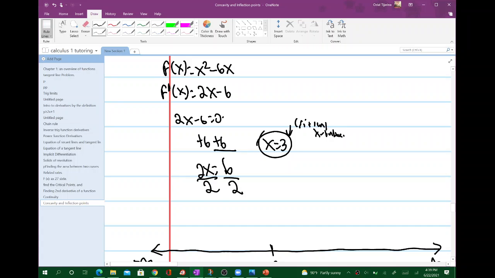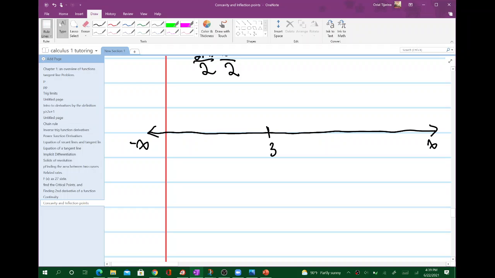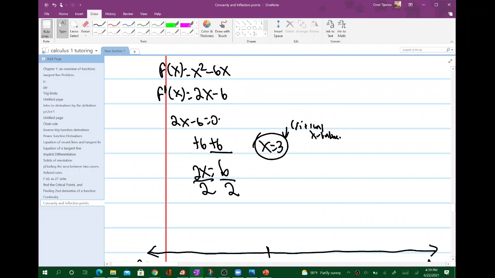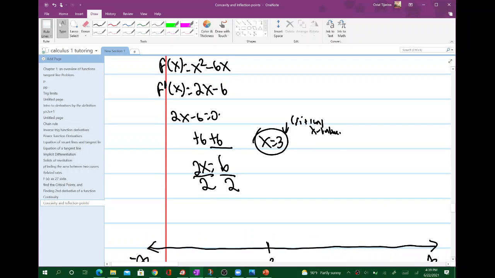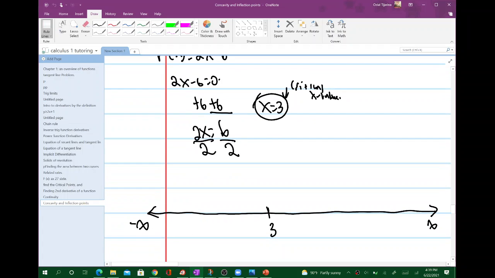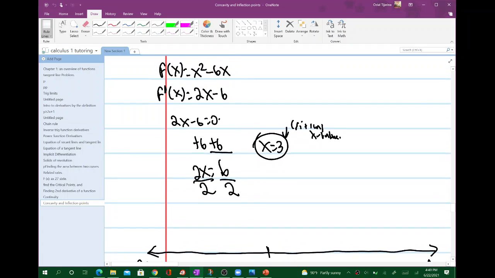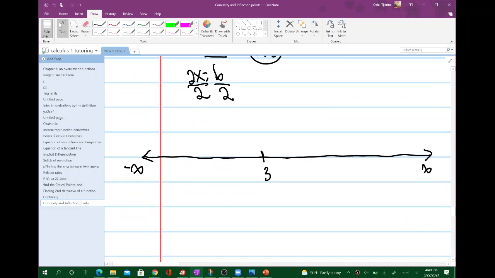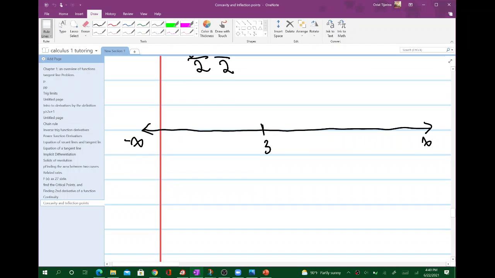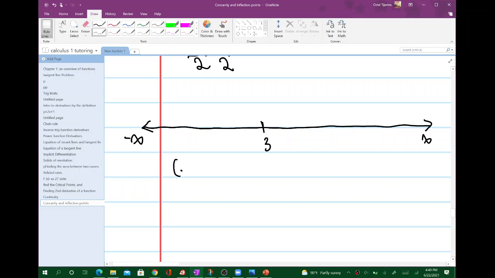Now, we want to know where it's increasing or decreasing. I believe I said in a previous video that to know where it is increasing or decreasing, we have to test x values from negative infinity to 3, but we have to use the derivative, okay?